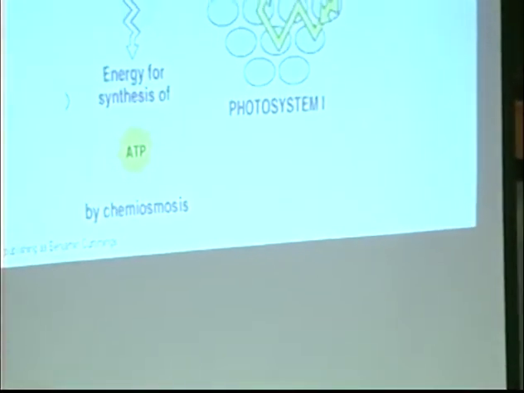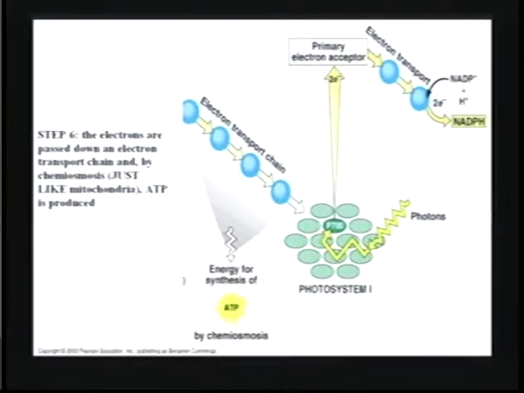Okay, the next step then is to pass those electrons down the electron transport chain. This is no different than what you saw in the mitochondrion. It's almost exactly the same process. Many of the protein components are the same ones that are used in the mitochondrion. Right? So ATP is produced by chemiosmosis. You pump hydrogen ions across the membrane, let them flow back. That allows ATP synthase to make ATP. Right? So that's how our ATP is produced.